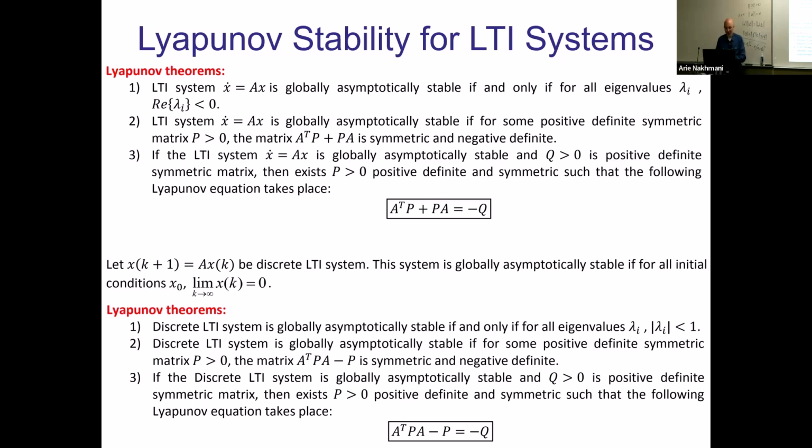All right. But now we have two additional things. The LTI system x dot equals Ax is globally asymptotically stable if for some positive definite symmetric matrix P, the matrix is symmetric and negative definite, which is kind of tricky to interpret. So let's try to interpret it.